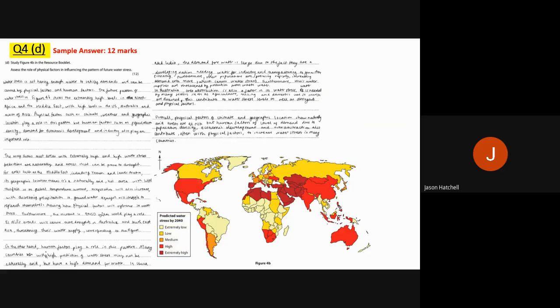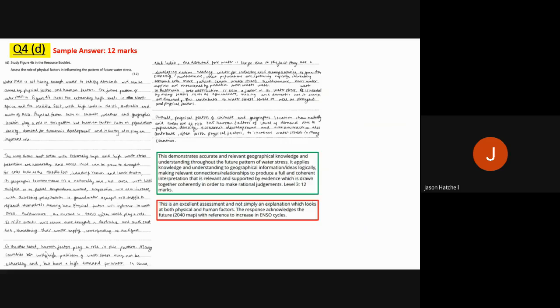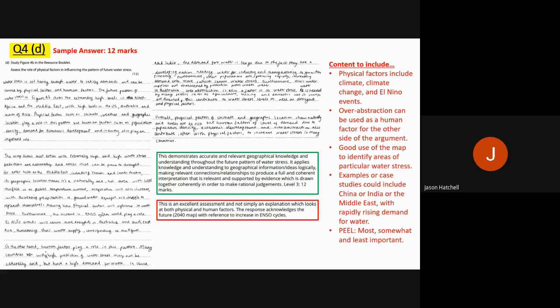So, that answer then is really useful in terms of its knowledge and understanding, really logical, coherent ideas, good structure, good both sides of the argument in there. Good importance range in there as well, which is really important. An excellent assessment. It brings in the ENSO cycles, which is really rare to see. This student has done really well. And so got the full 12 marks.